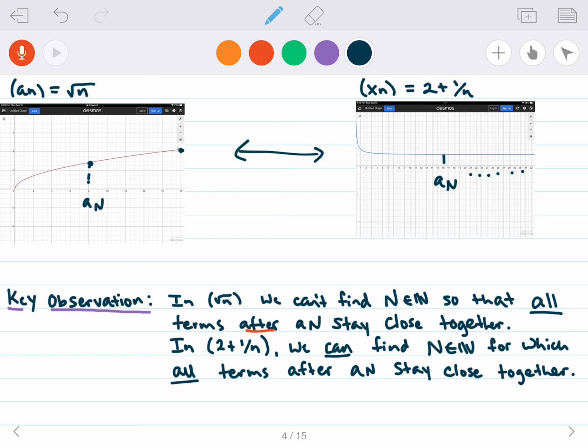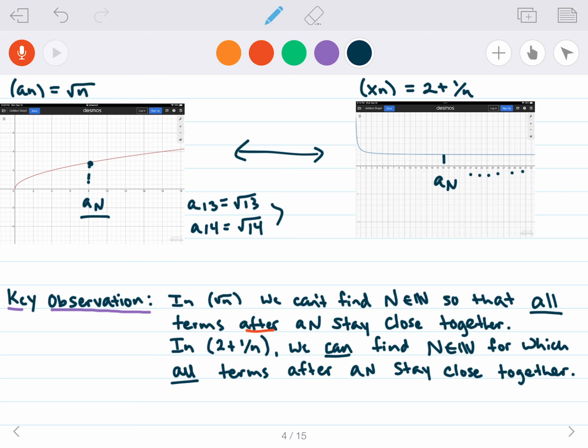We do notice, though, that consecutive terms in the sequence of square root of n do stay close to each other. For instance, a sub 13 is equal to the square root of 13, and a sub 14, the next term after a sub 13, is going to be the square root of 14, and these two numbers are reasonably close to each other. So consecutive terms stay close, but not all terms after a sub capital N.